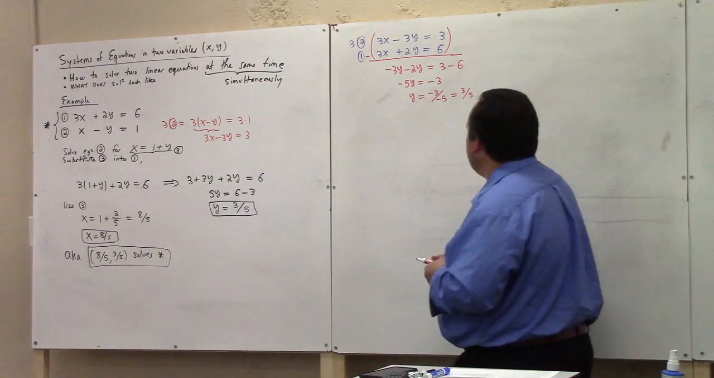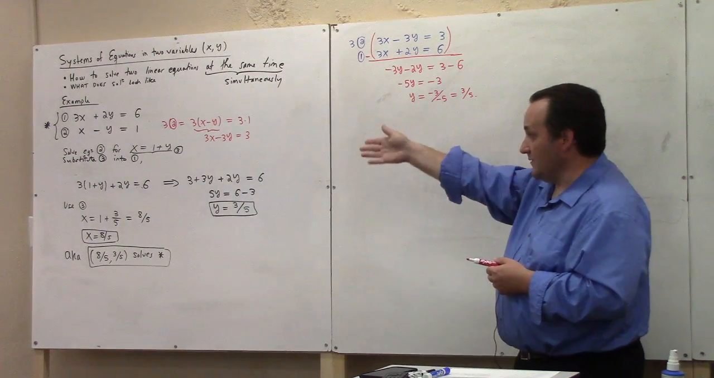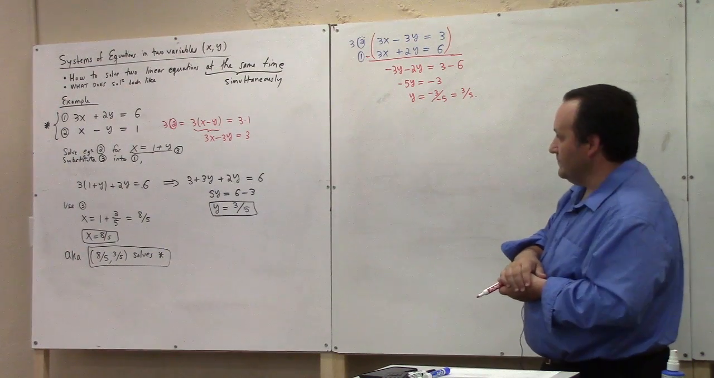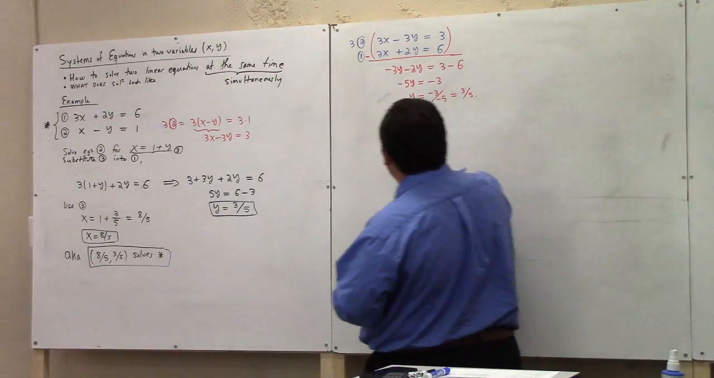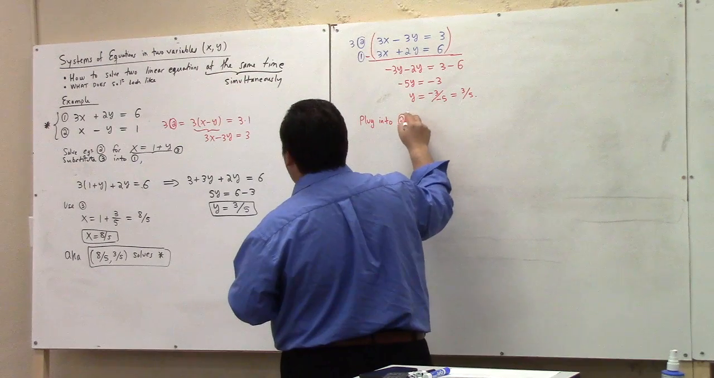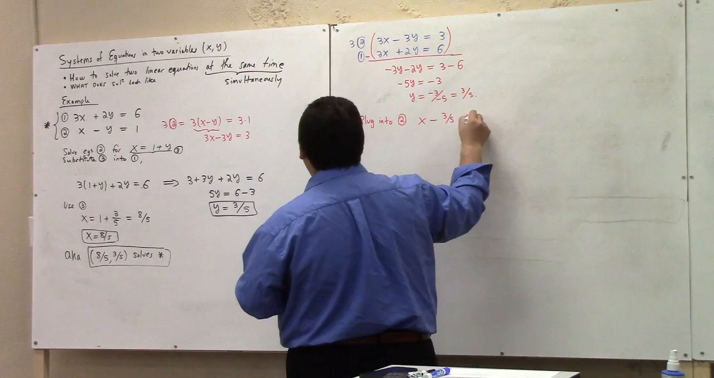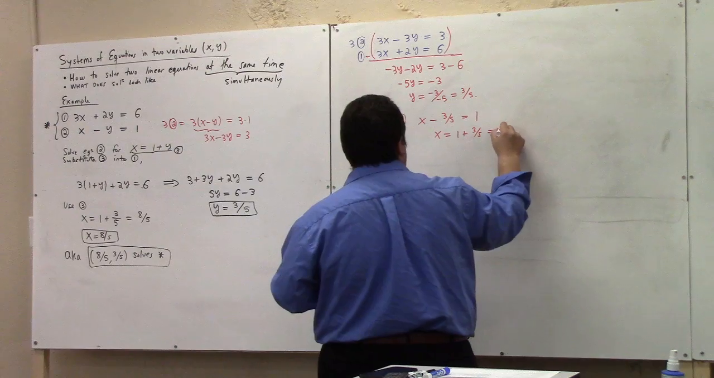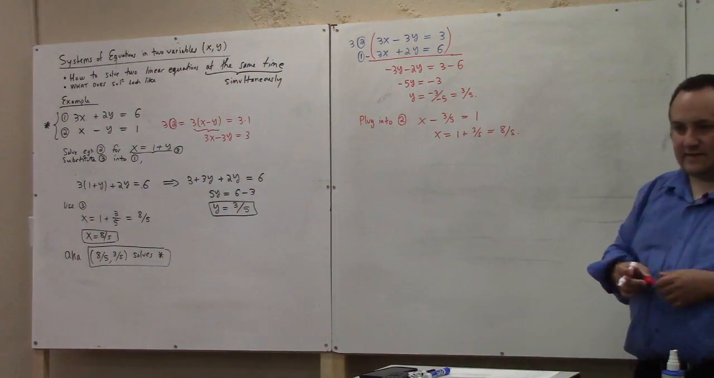Now, once you have 3/5, you can just do like we did over there and plug it into the other equation. Right? So plug into 2. I'll use 2 this time. That would give us x minus 3/5 equals 1, which would tell me x is equal to 1 plus 3/5, which is, by the way, 8/5. So as you can see, we get the same answer, right?